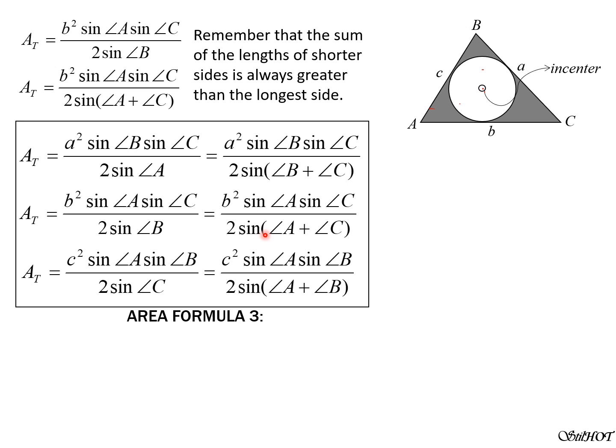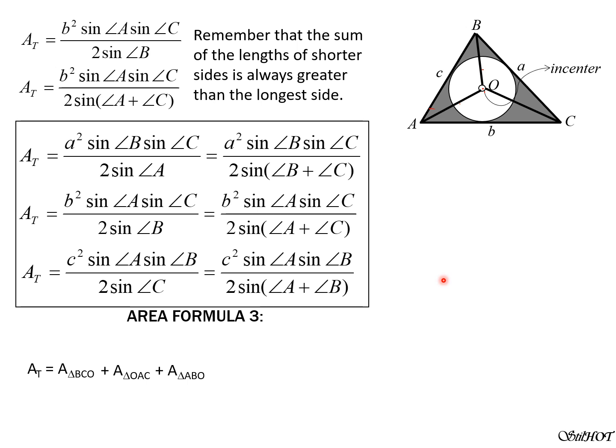So by the way, we call that the incenter, the center of the inscribed circle in a triangle. Then we form 3 triangles with center at O. So area is equal to area of triangle BCO plus area of triangle OAC plus area of triangle OAB or BOA, whatever you name that triangle.